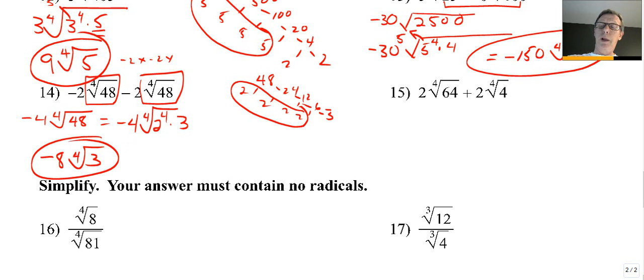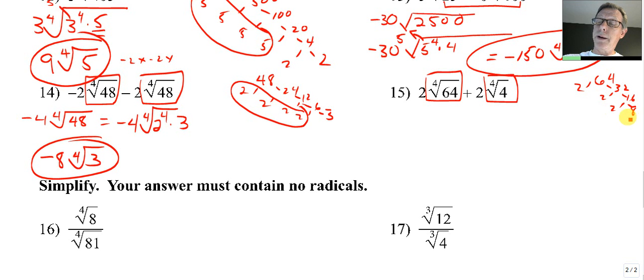Okay, the next one, we need to have the same radicals. So you can see that I do not. So hopefully I can change the 4th root of 64 into the 4th root of 4. So to do that, I'm going to have to simplify the 4th root of 64. So let's do a factor tree on 64. And that's going to be 2, 32, 2, 16, 2, 8, 2, 4, and then 2, 2.